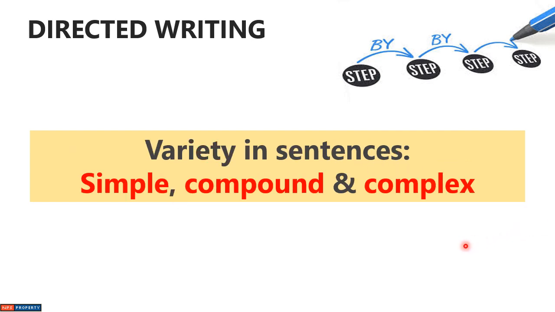Okay, next one, variety in sentences: simple, compound, and complex. So remember just now, I told you about the various sentences, simple, compound, and complex. A good essay always has these three variations. Doesn't mean that the first sentence must be simple, second sentence must be compound, third sentence need to be complex. As long as there are these sentences in your essay, it's okay.